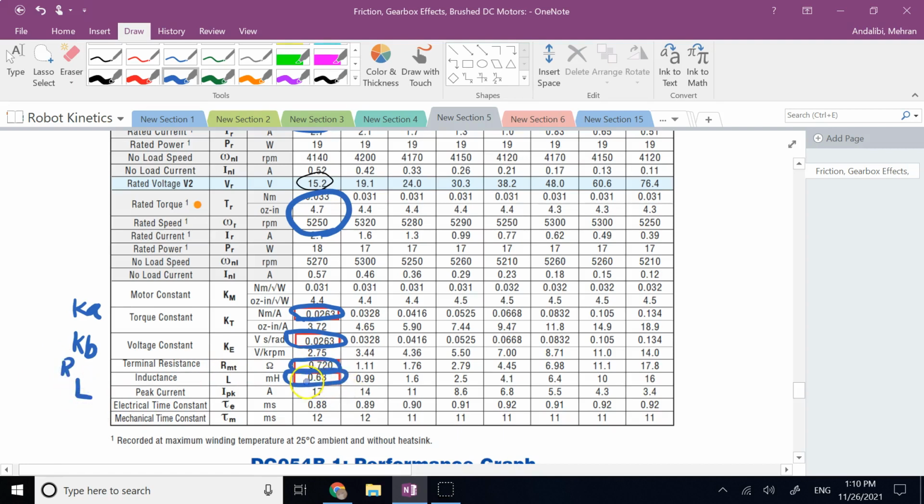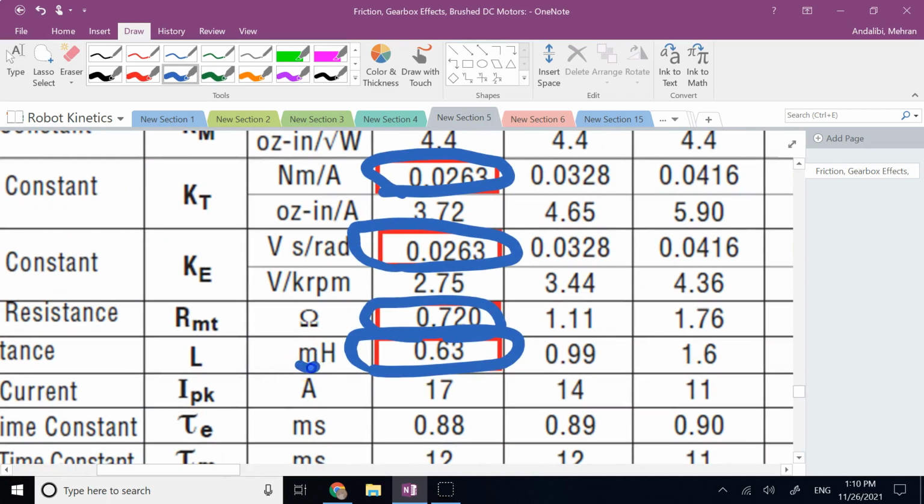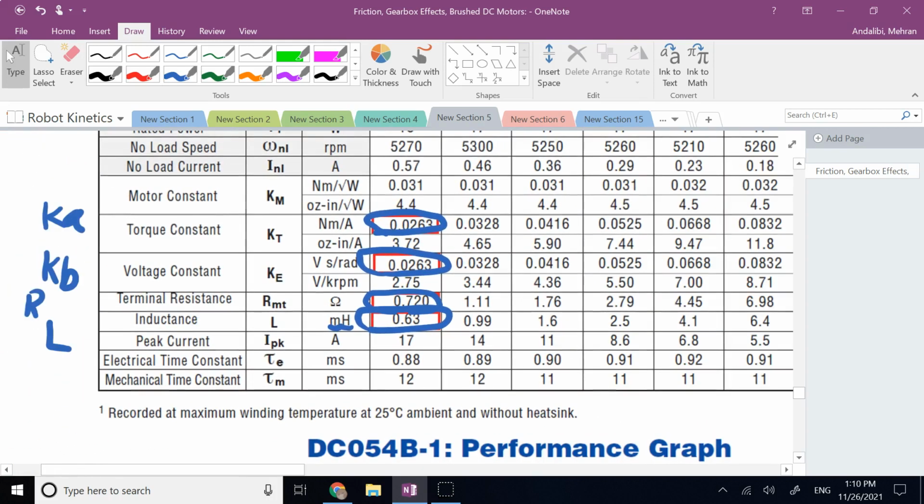Now you might say, well, L is 0.63 and R is 0.72. These numbers are close. Why should I neglect L? The matter of fact is this. If you look, the inductance is in millihenries. So it's not really 0.63, it's 0.63 times 10 to the negative 3. That's why you see L is much, much smaller. It's like 1,000 times smaller than R. So that's why in many applications you can, as I said, simply neglect the inductance.